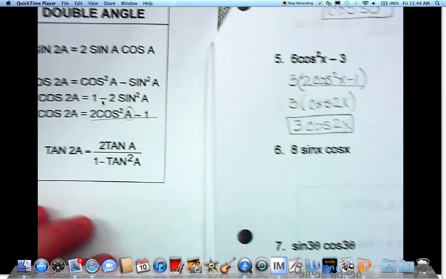2 sine A cosine A. Yes. So 2 sine theta cosine theta. If you don't have it memorized, it's right here on your sheet. Okay, guys, I would pay attention, okay?